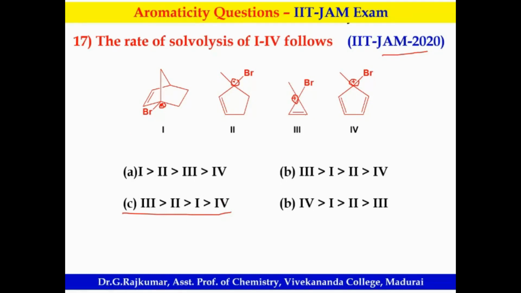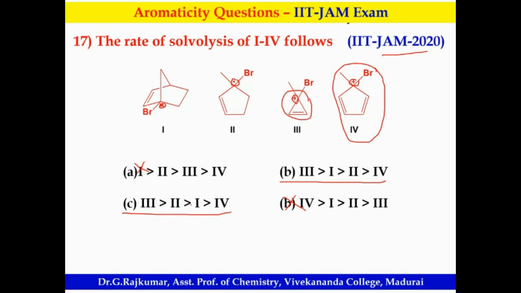So this is cyclopropenyl cation, aromatic, right? Given the options, 3 is aromatic, so I can neglect or remove options A and B. Okay, I can neglect those. Compare B and C. Look at this 4. 4 is anti-aromatic, so that will be the least stable. So in both B and C, you cannot eliminate 4.